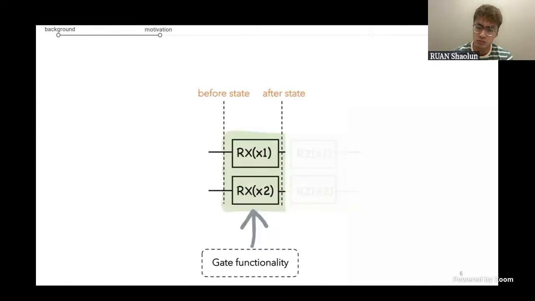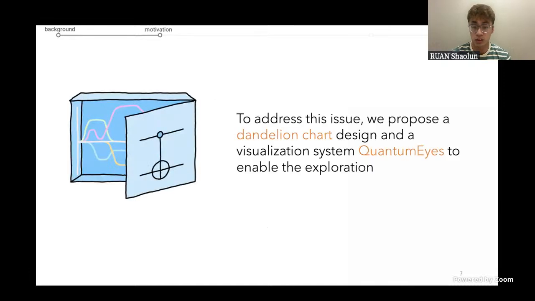To explain the functionalities of any quantum gates, we need the states before and after. By comparing the states before and after, we can tell what the functionality of the gate is. To address this issue, we propose a dandelion chart design to visualize the quantum states, and also a visualization system called QuantumEyes to enable the exploration of any static quantum circuits.